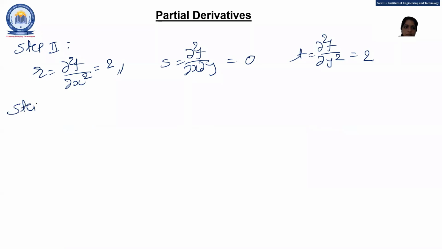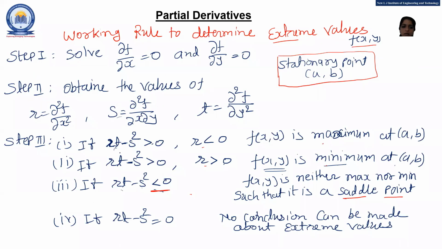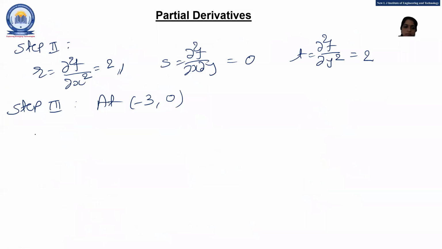And my third step, at the stationary point -3 and 0, I have one stationary point. So I have to find, see here, what we will do, RT minus S square. What is our R? Our R is 2, right? T is again 2. S is 0. So 0 square is 0. So my answer is 4. So my RT minus S square is 4.